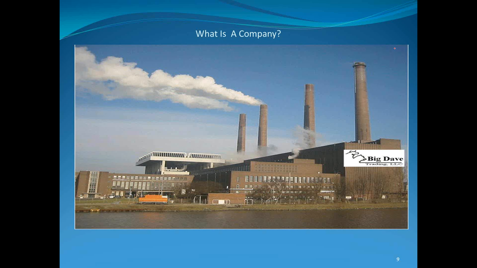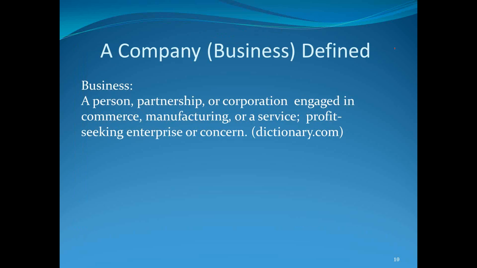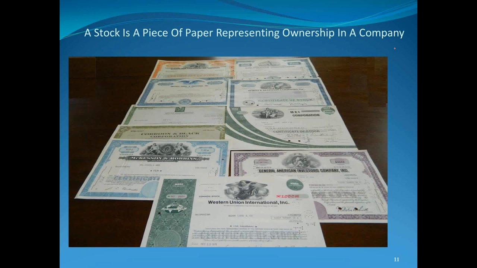Now, what is a company? Well, a company is a person, partnership, or corporation engaged in commerce, manufacturing, or service. It is a profit-seeking enterprise or concern, that's what dictionary.com says. Now, again, a stock is a piece of paper representing ownership in a company.